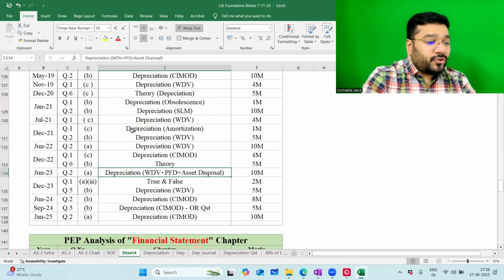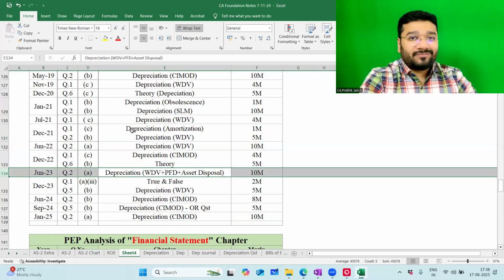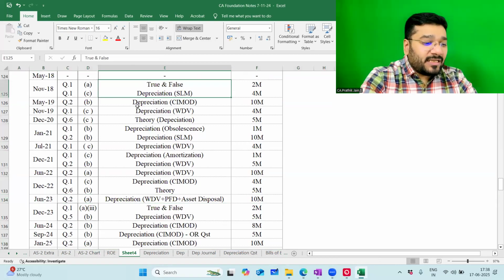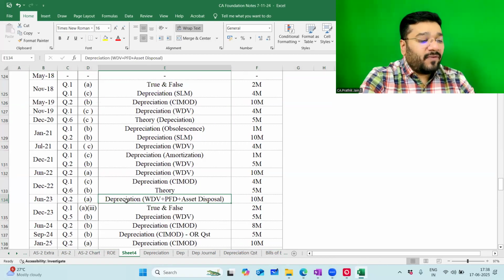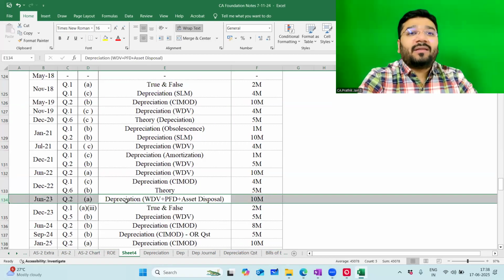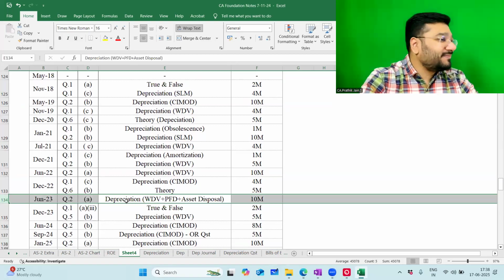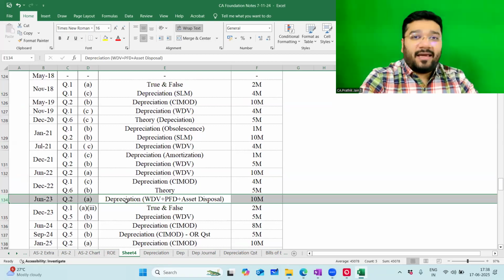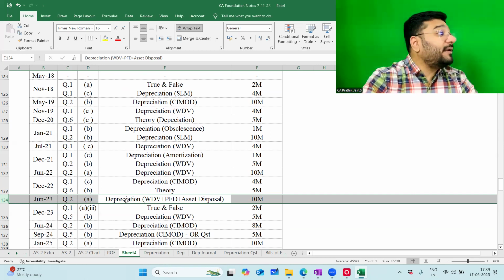Now, those who thought asset disposal questions will not come because so far in history there has been no asset disposal question. All of a sudden, in one attempt, they ask the PPE method and asset disposal method. Gone. So ICAI is always like, judge me and I'll prove you wrong. So you can't predict anything.